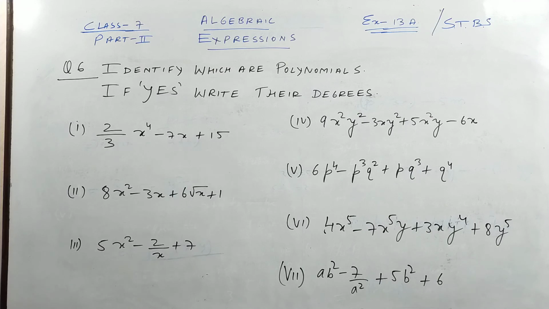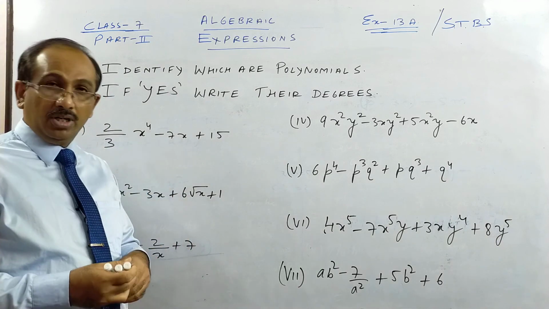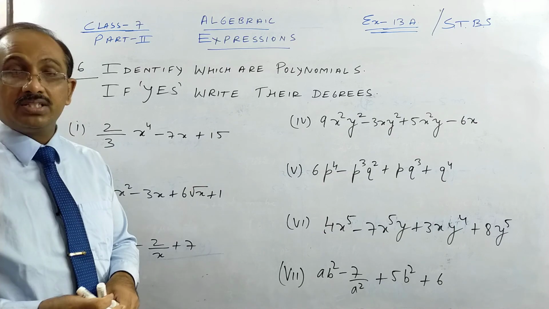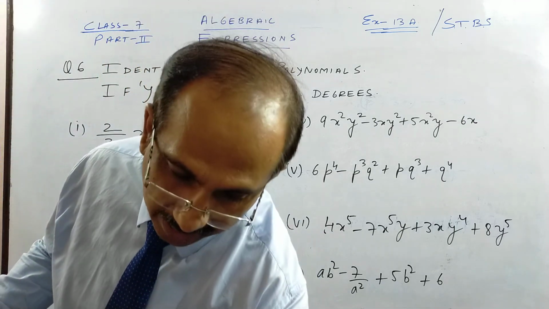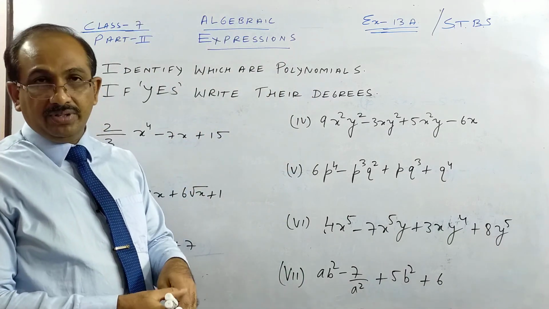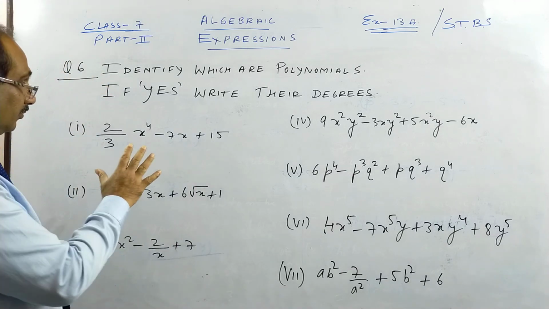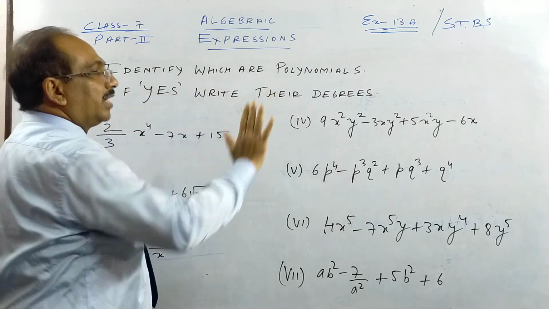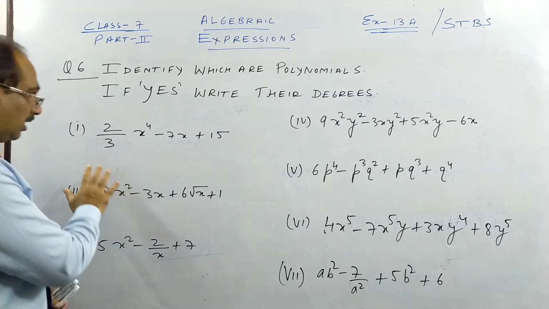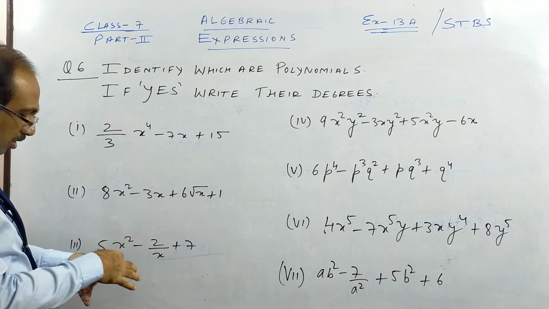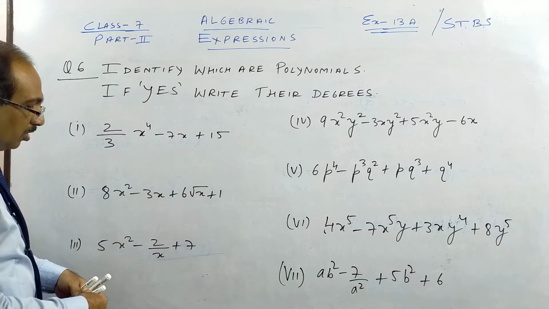Now we move on to something very important: whether the following expressions are polynomial or not. That's why I said you please see my video lesson on class 6 where I have explained this concept very nicely in 5 minutes. First we have to say whether they are polynomial or not. If yes, then write their degrees. So here we start. First of all I'll tell you which are not a polynomial.